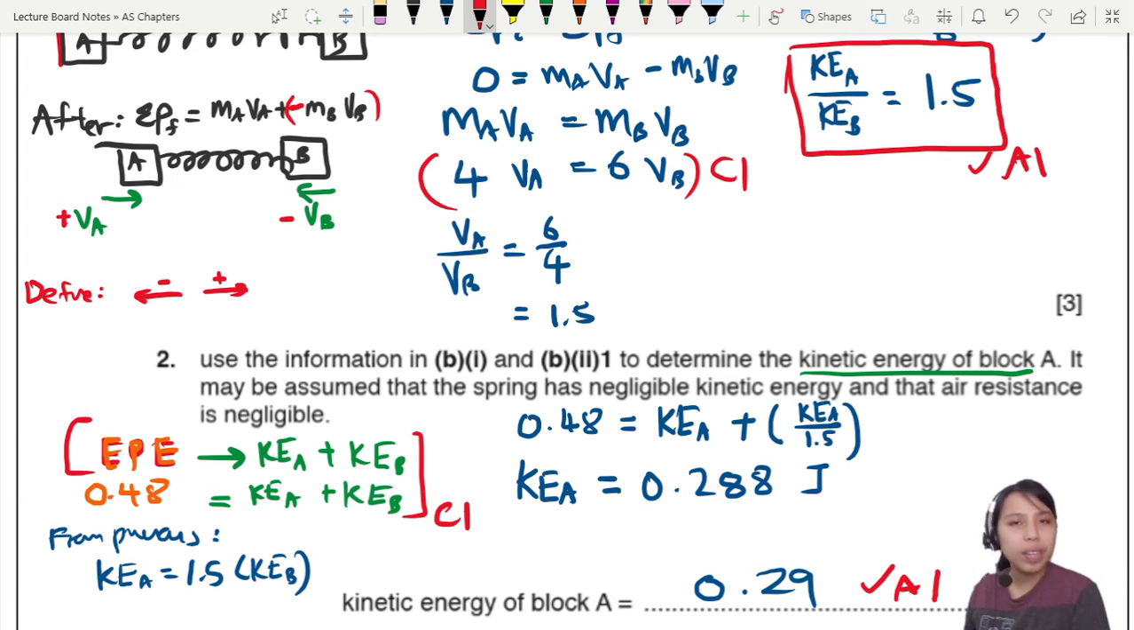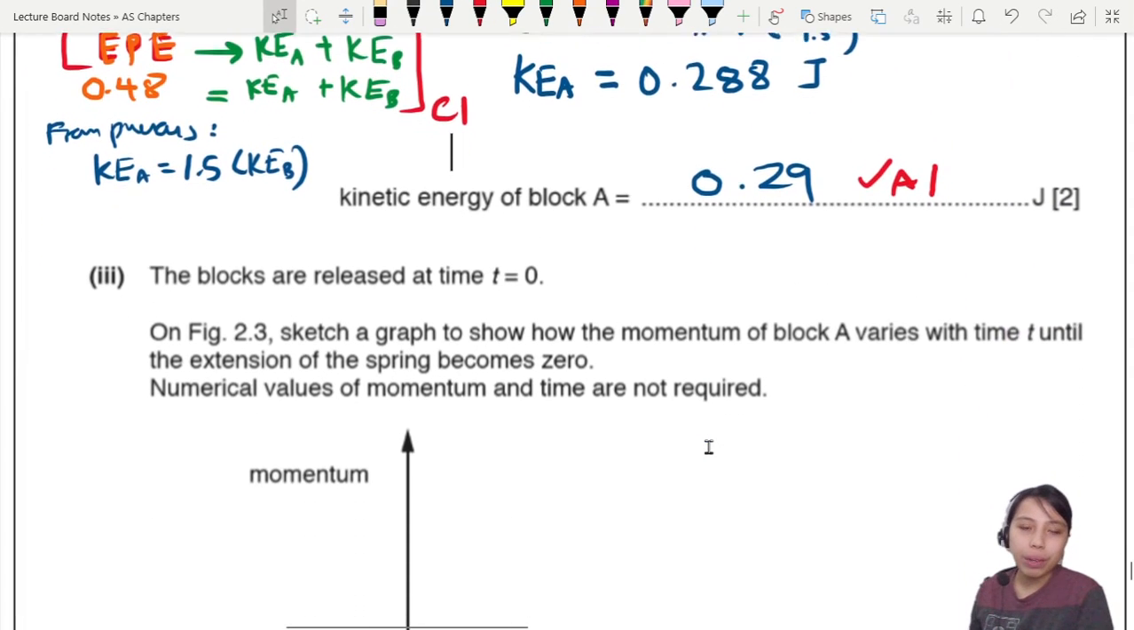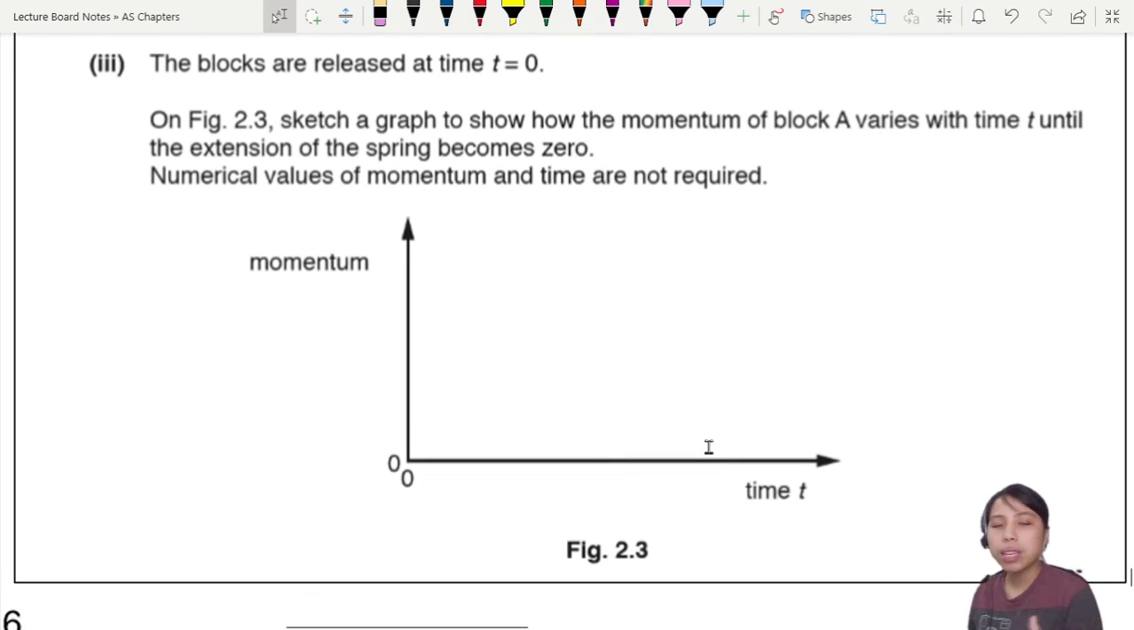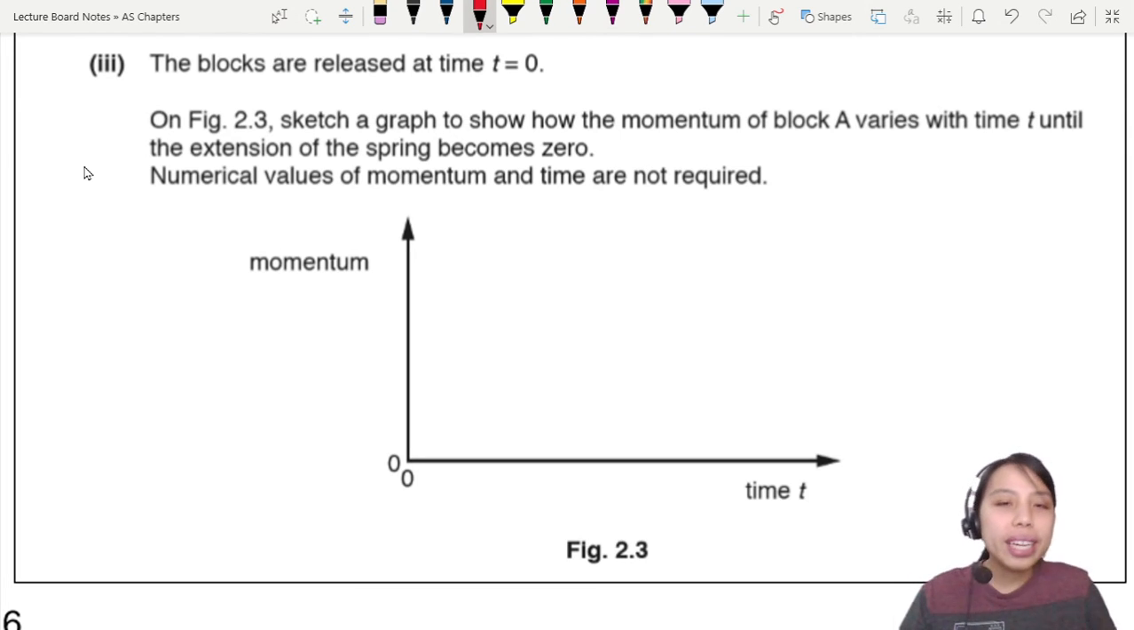The big brain is not over yet. Got one more part at the end. Okay, let's go. So now that we have all this information, the blocks are released at time t0. Now we need to sketch a graph to show how the momentum of block A will change from time t0 until the extension of the string becomes 0. Is it a curve? Is it a straight line? Who knows, man? Okay, you could make a guess.